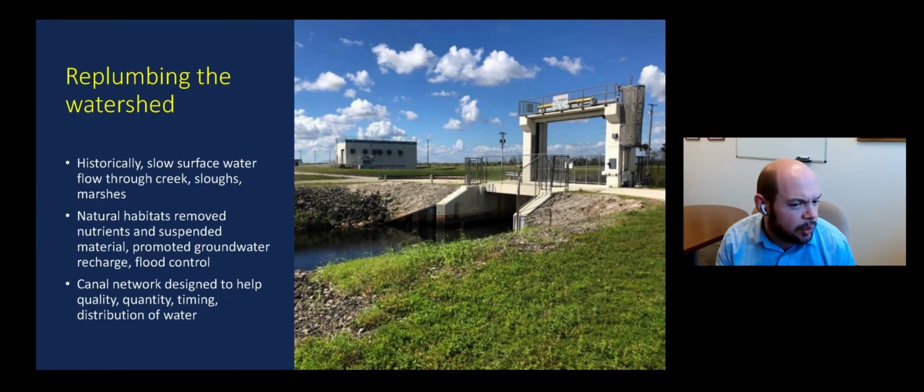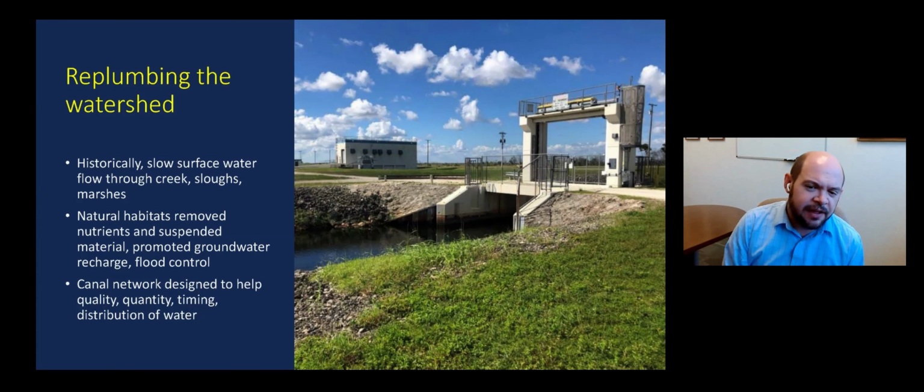However, the canal network was built in order to help distribute the water at the quality, quantity, timing, and location that we desired it. So we wanted to drain places that we wanted to farm. We wanted to move water for irrigation that we needed to use. We wanted to move water away from places that we wanted to develop for our houses. We replumbed the watershed for our purposes. And that has a lot of implications for where that water is going and what is happening to that water along the way.